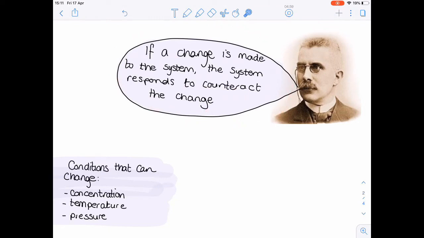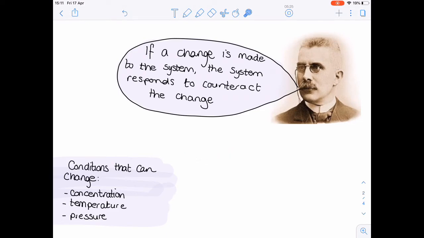if concentration, temperature or pressure are changed, so any of those three things change with an equilibrium, the forward and backwards reaction will no longer be equal. So actually they'd be happening at different speeds to each other. The rates would be different. So to counteract that, things are going to have to happen to the forwards and the backwards reaction.